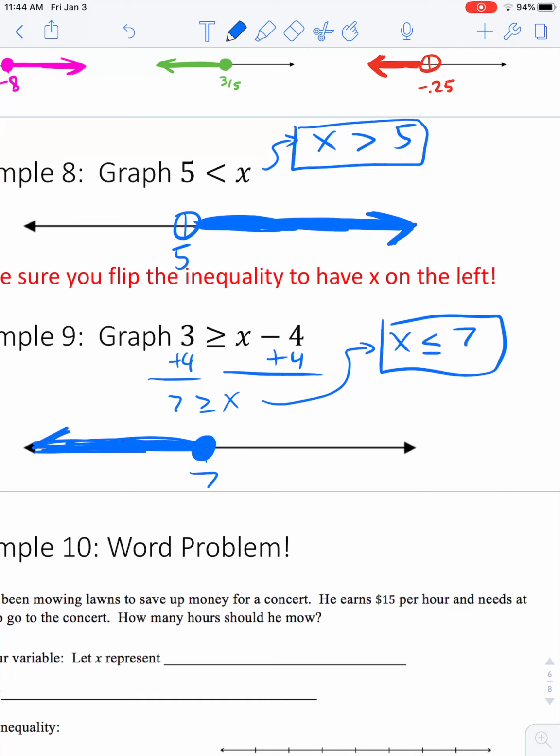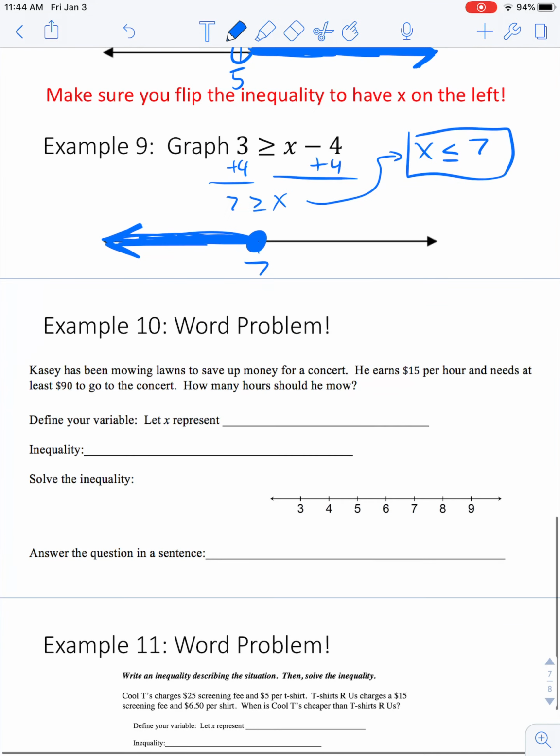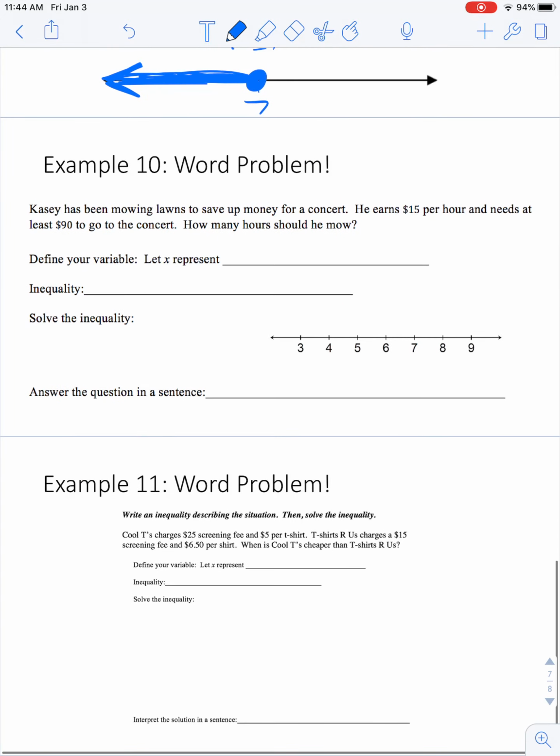And we're going to end this lesson now with a couple of quick word problems. Now, don't tune out at this point because these word problems do show up on the test. Casey has been mowing lawns to save up money for a concert. He earns $15 per hour and needs at least $90 to go to the concert. How many hours should he mow?